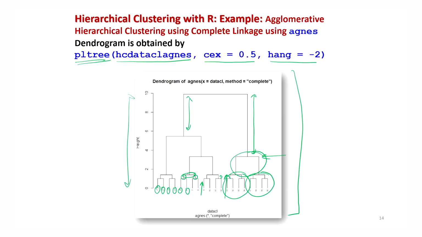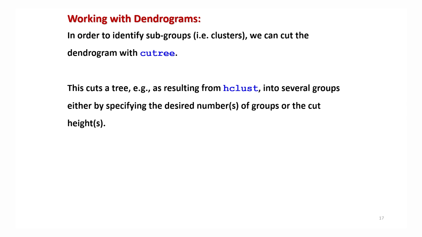If you try to recall, earlier I had made these types of horizontal lines to indicate how many clusters can be created when you cut the dendrogram. So if you have an idea of how many clusters you would like to have, then you can identify the subgroups using the command cutree. You have to be clear, it is cutree, written like this.